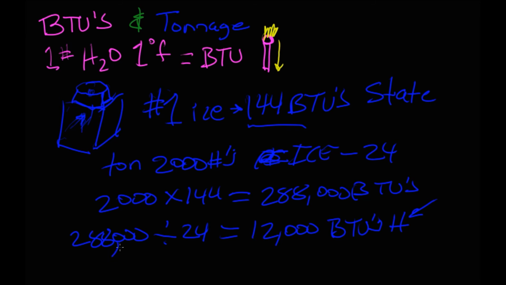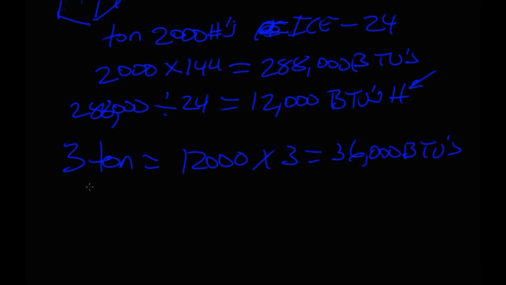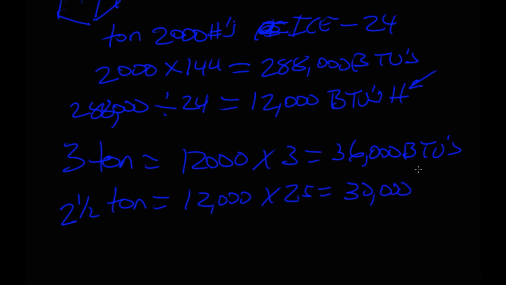So if we had a 3-ton air conditioner, 3 tons is equal to 12,000 times 3, which is equal to 36,000 BTUs per hour. And if you have, let's say, a 2.5 ton, because they come in half-ton sizes, that would equal 12,000 BTUs per hour times 2.5, which is equal to 30,000 BTUs. So half a ton is 6,000 BTUs, and 1 ton is 12,000 BTUs. That's BTUs per hour for both of these. Very simple, easy to understand.